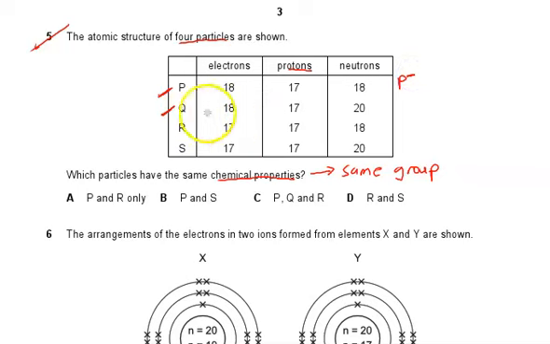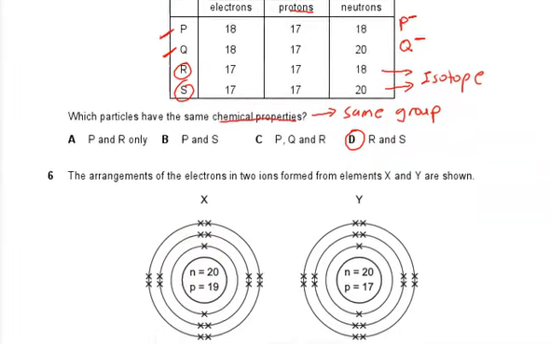And Q is also an ion, because your electron number is higher compared to the proton. When you look at R and S, both are atoms, because the proton and electron numbers are the same. They are isotopes, because they have the same proton number but differ in neutron number. So your best answer here is R and also S. So your best answer here will be D.